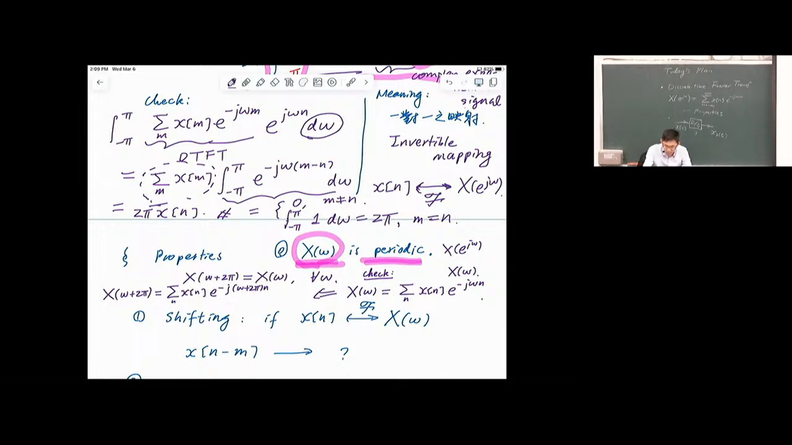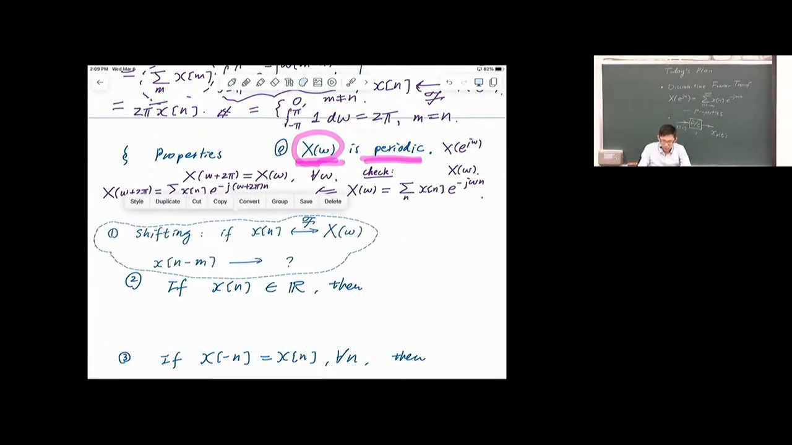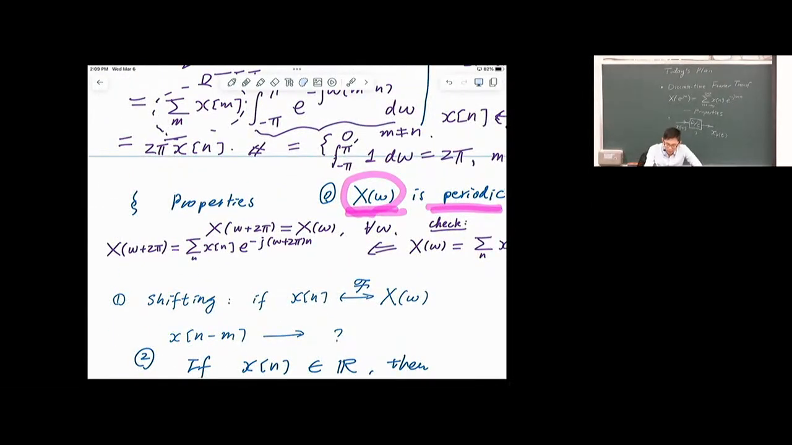I'm again running out of space a little bit, so I'm going to make this smaller and move it maybe here. So let's focus on this. It should become clearer that now this is equal to the summation, just copy everything, x[n] e to the minus j omega n, times e to the minus j 2 pi n.